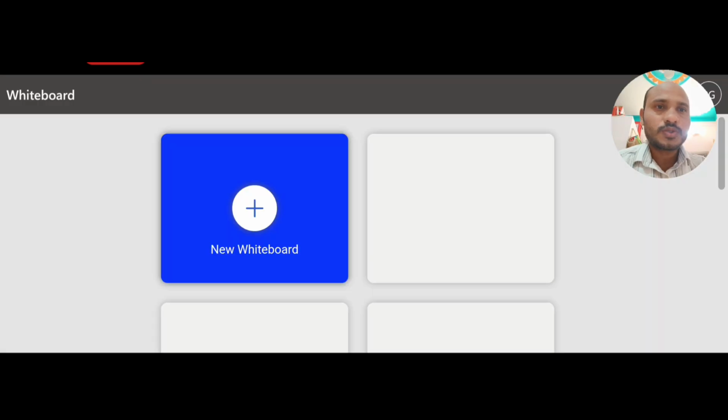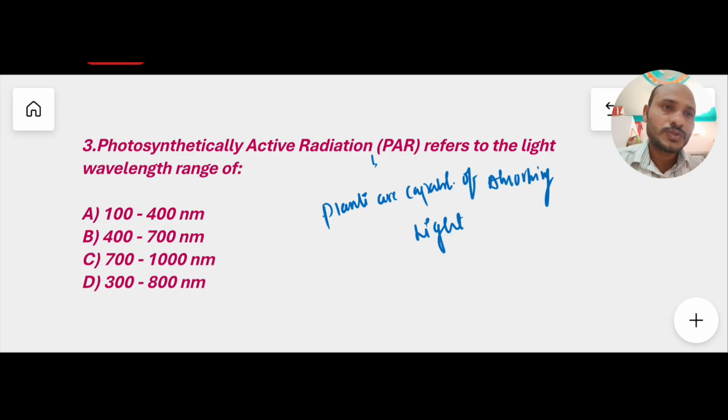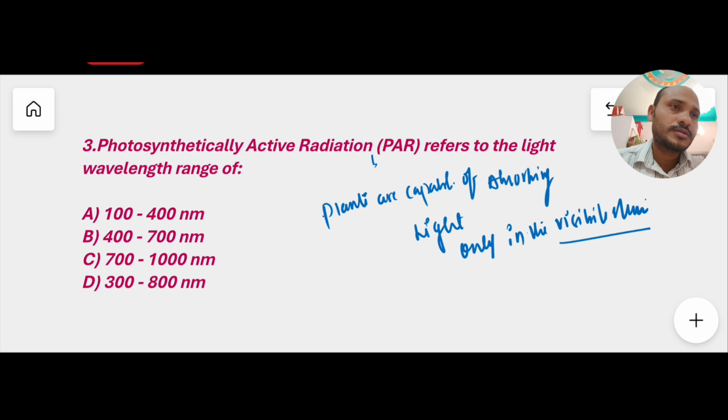One more MCQ. Photosynthetically active radiation, or simply PAR, refers to the light wavelength range. Plants are capable of absorbing light only in the visible spectrum. Just now we discussed this. So what is the range of this visible spectrum? Drop your answer in the comment box.